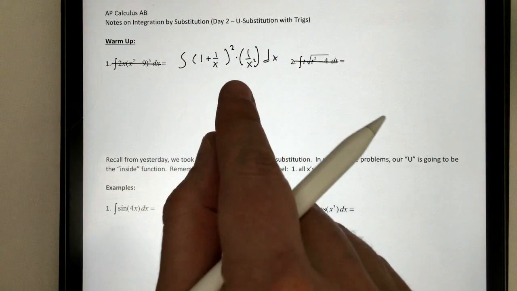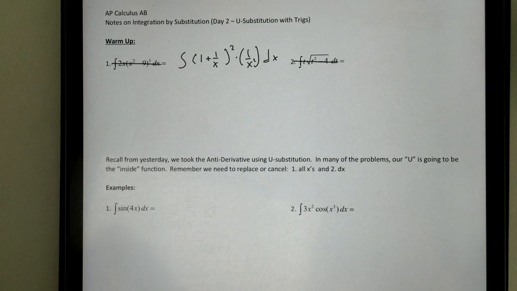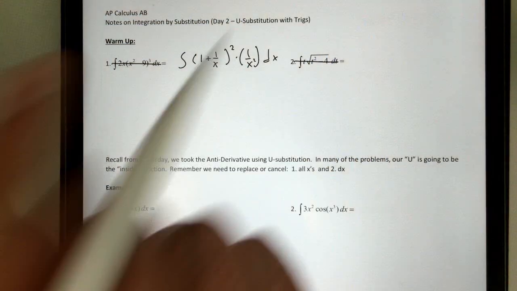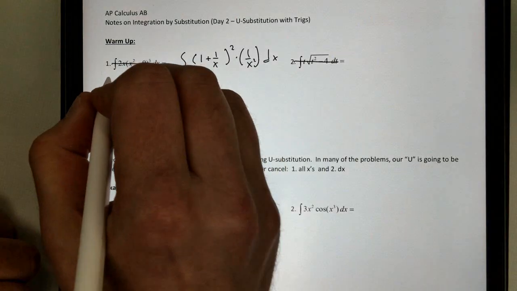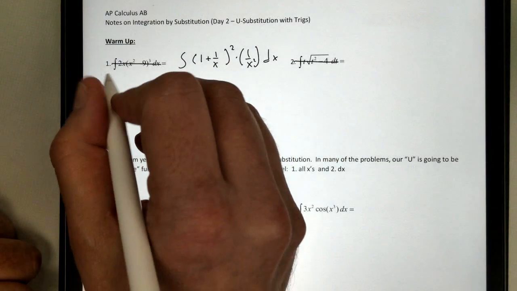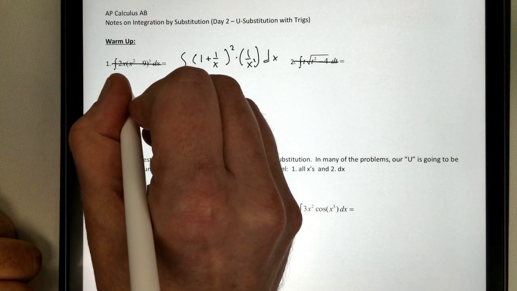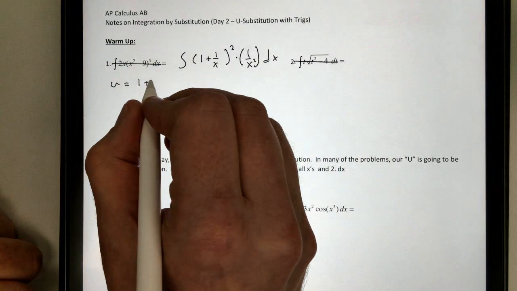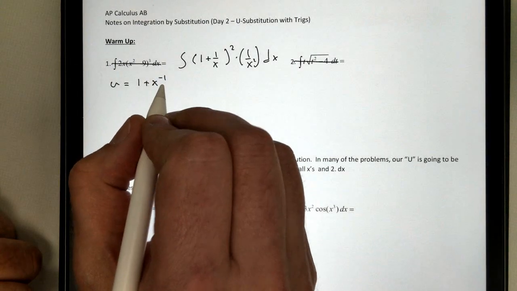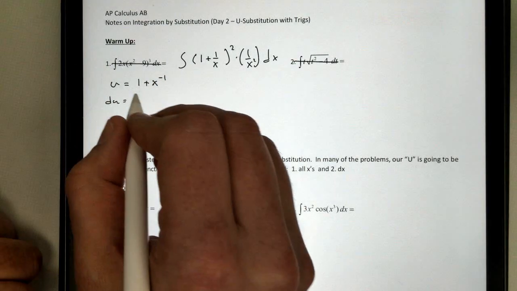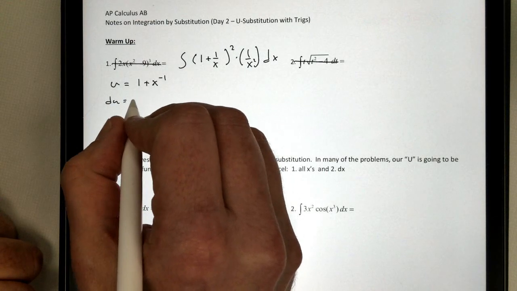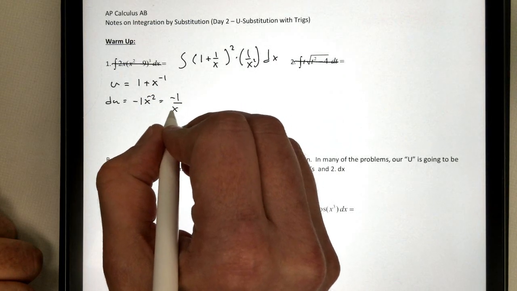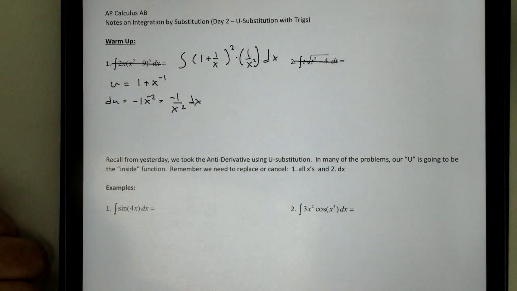And when we take a look at problem number 1 right here, this is just like a little bit of a warm-up for us. If I wanted to integrate this one, just like yesterday, this is a composite function. So when we take the antiderivative, we're going to be using U substitution. And so for this one, we're going to let U equal the inside function. And that's going to be this 1 plus, and I'm going to bring that x up, x to the negative 1. The derivative just becomes, that's 0, and this becomes negative 1 x to the negative 2, which is negative 1 over x squared dx, just like we did yesterday.